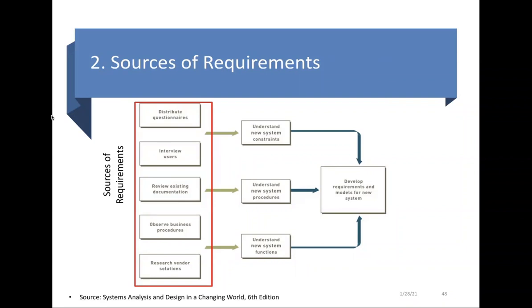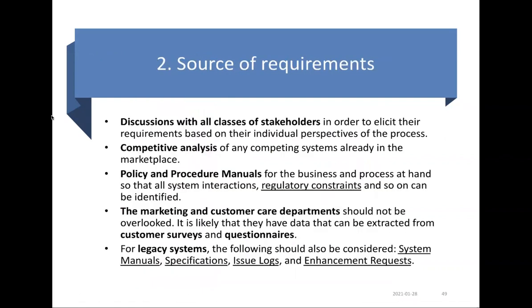As we talked about before, there are different sources of requirements that we may collect. It might be from questionnaires, interviews, current existing documentation, observations, or even research of vendor solutions. And as you can see here, if we would like to categorize those resources, we might look to discussion with all classes of stakeholders. This is mainly to elicit the requirements based on the individual perspective of the process.